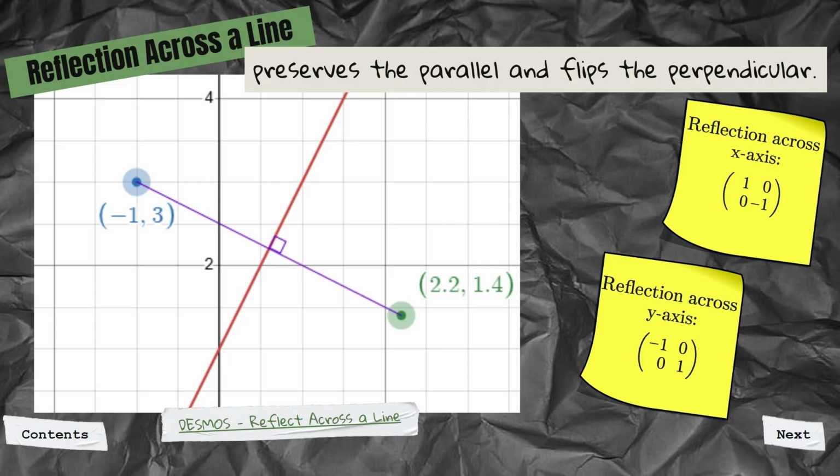The sticky notes highlight this. Reflecting across the x-axis preserves the horizontal direction and flips the vertical direction, while reflecting across the y-axis just does the opposite.